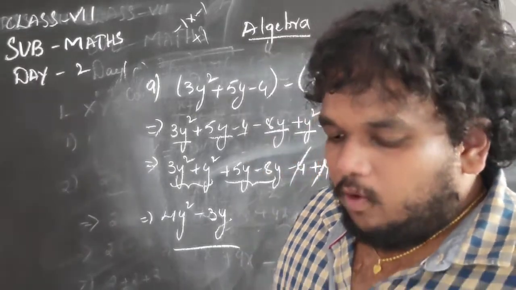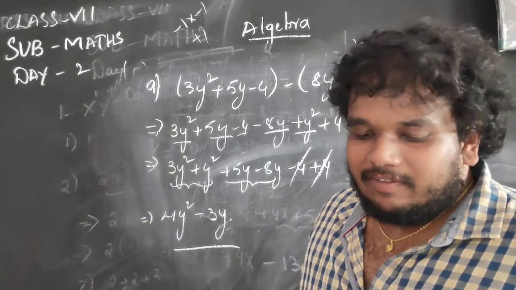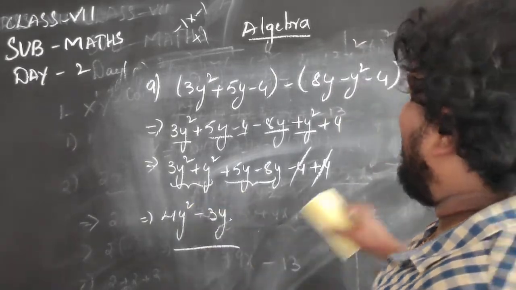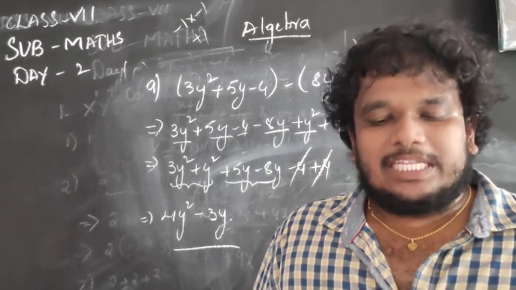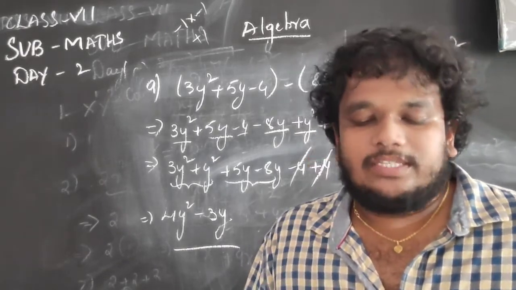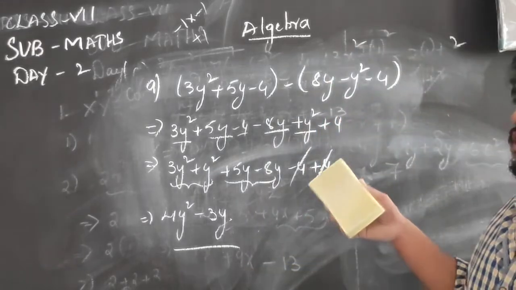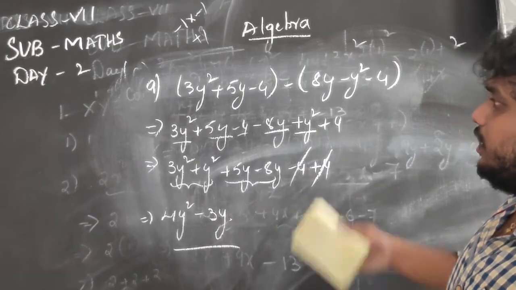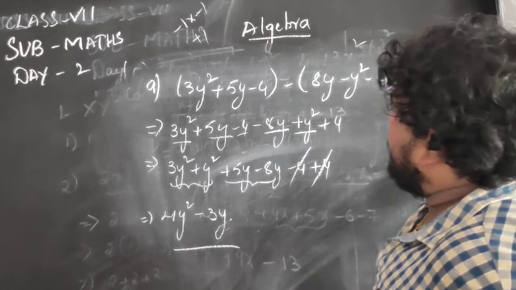Okay, now the 10th question, the final question. What should be added to x square plus xy plus y square to obtain 2x square plus 3xy? Now we'll solve the problem. Please note it down. Yes, we'll solve the 10th question now.